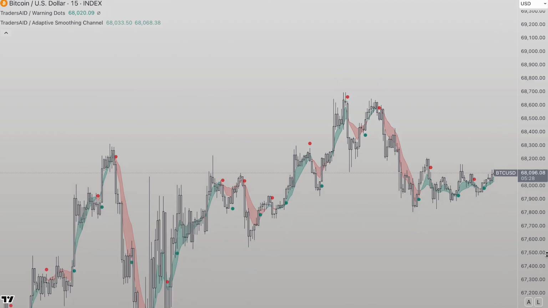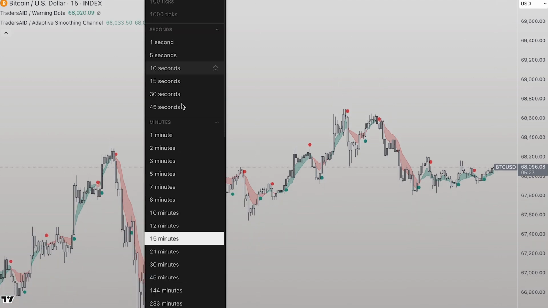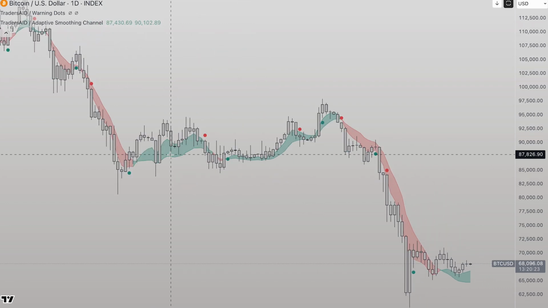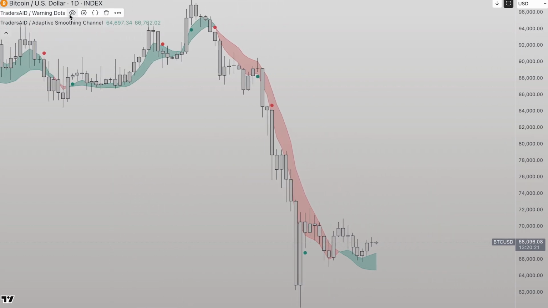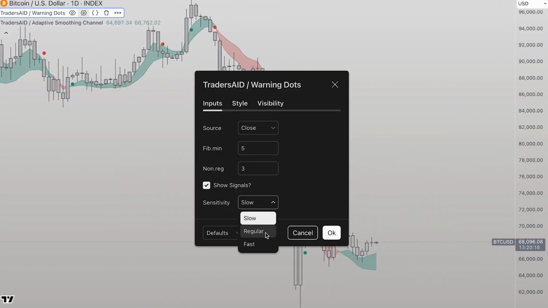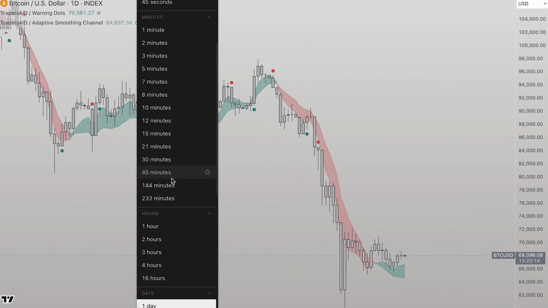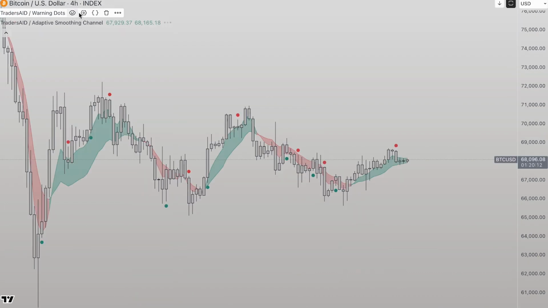Here's where it gets interesting. And this applies to every type of trader, whether you trade momentum, breakouts, supply and demand, or anything else. The smoothing channel and the warning dots are built on 2 completely separate systems that have nothing to do with each other, which means when they agree, that agreement carries real weight. And that agreement doesn't have to happen at the exact same moment.